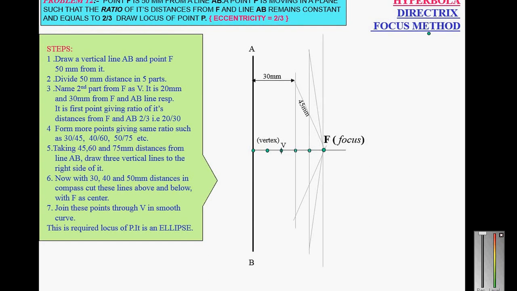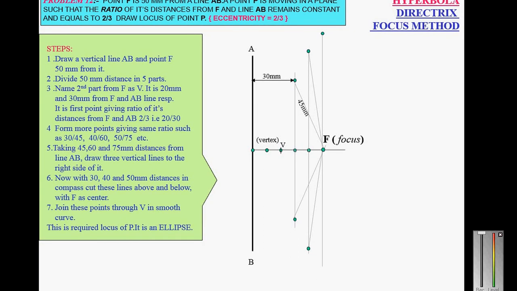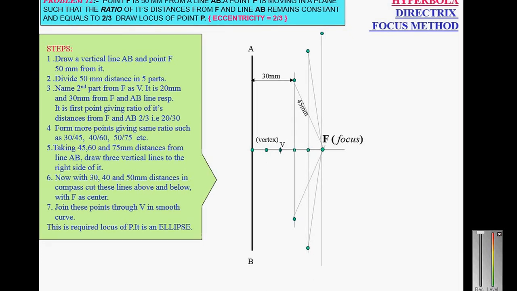Mark different points as per the same ratio, such as 30 by 45, 40 by 60, 50 by 75, etc. Taking 45, 60 and 75 distances from line AB, draw 3 vertical lines to the right side of it. Now with 30, 40 and 50 millimeter distances in the compass, cut these lines above and below with F as center. Join these points through V with a smooth curve, and the curve is the hyperbola.